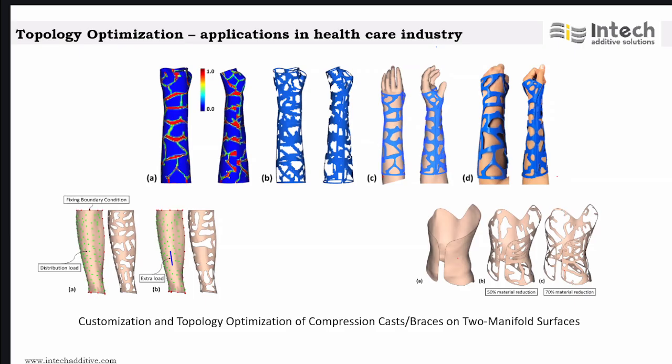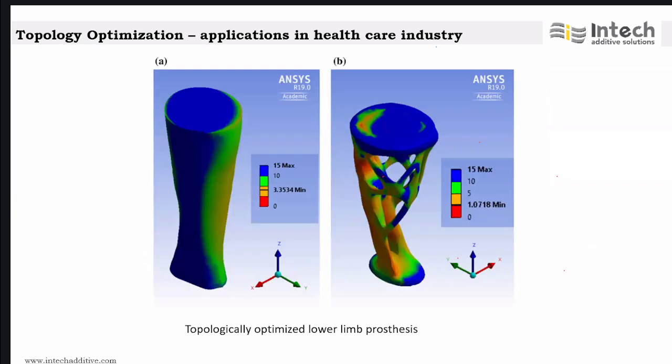So it's done on a 2D manifold surface. It's not basically a 3D thing. It's been done on a manifold surface, so that is human body surfaces. And this is about the lower limb processes, where 30 to 40% reduction was achieved.